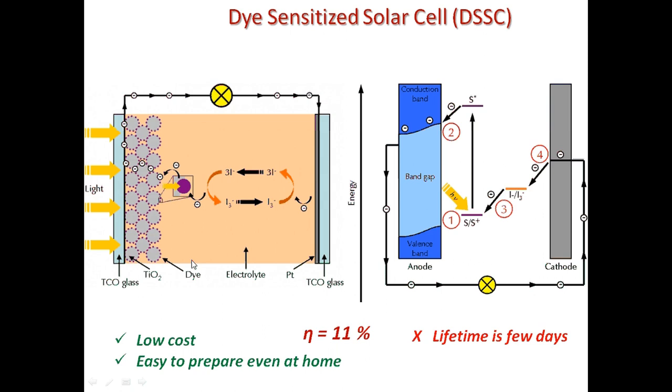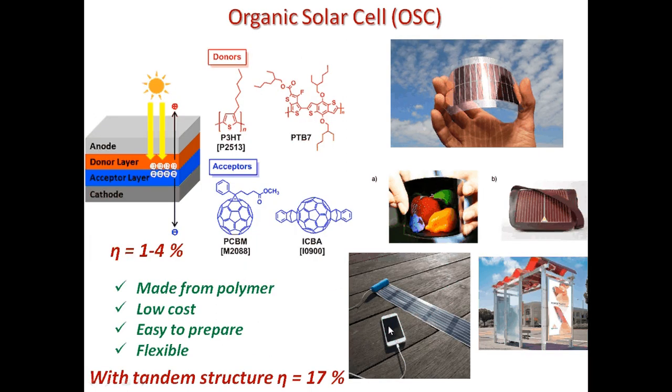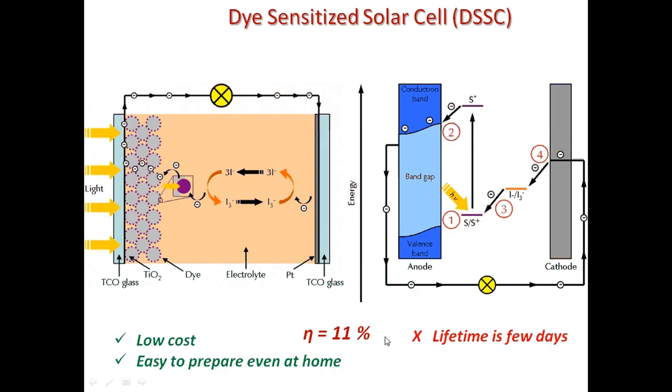Okay, and it is very easy to prepare. This can even be prepared normally in your labs, or at your home. You just have to take TiO2 material, dip it in dye, put it over TCO, coat it over it, and produce another metal contact. You can just fill it with some electrolyte, and you can produce this kind of dye sensitized solar cell. So the problem is the efficiency of this material, which is only 11%.